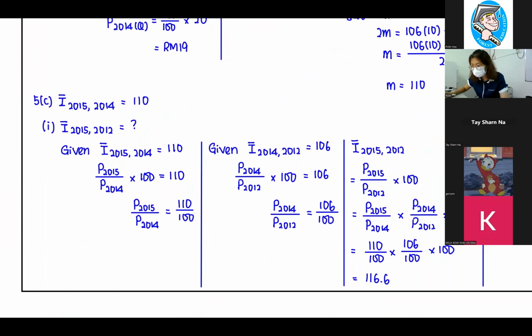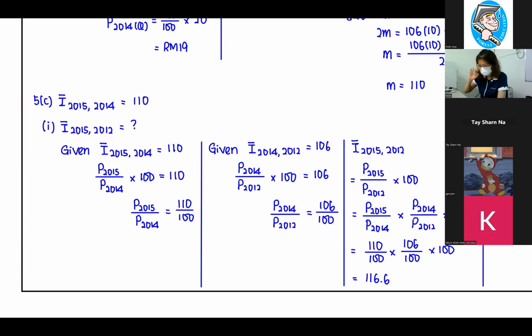But for part C, the composite index, be careful with the questions. The composite index I bar for the cost of making a cake increased by 10% from 2014 to 2015. From 2014 to 2015, based on 2014, there is a 10% increment. Find the composite index I bar for the expenses in the year 2015 based on 2012. This is the one given.